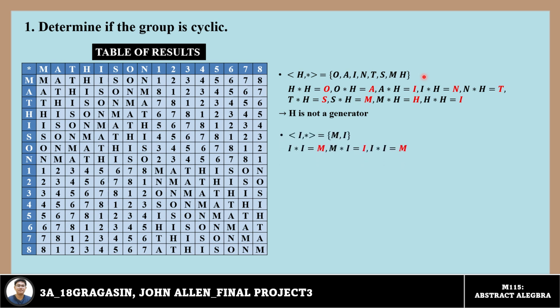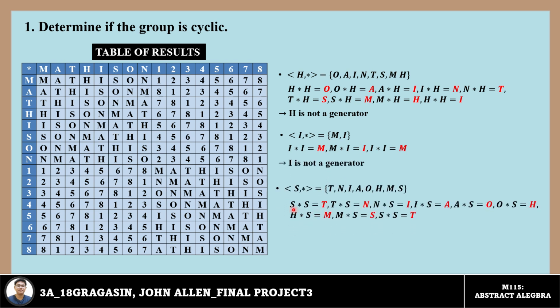Next, let's check if I is the generator. So we have I star I, we have M, M star I, we have I, and then I star I, it just brings back to the first one. Therefore, its resulting elements are M and I only. As you can see here, it doesn't generate the entire set G. Therefore, I is not a generator.